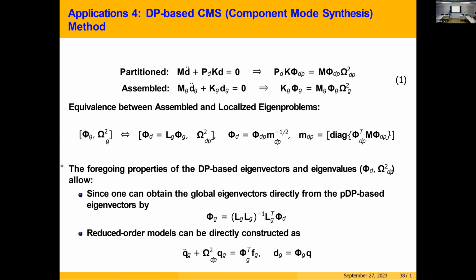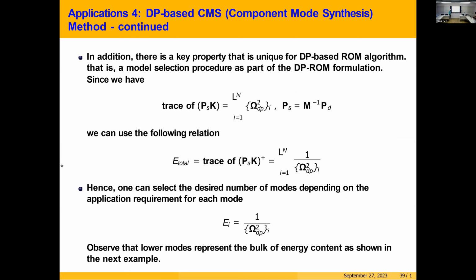Not only that, we actually have a theory. From this theory, we can tell how much accuracy we're going to get. This was never possible. So we used this one, the trace over this. This is our stiffness. PS is M inverse times P. The trace of that is exactly the sum of eigenvalues, frequency squared.